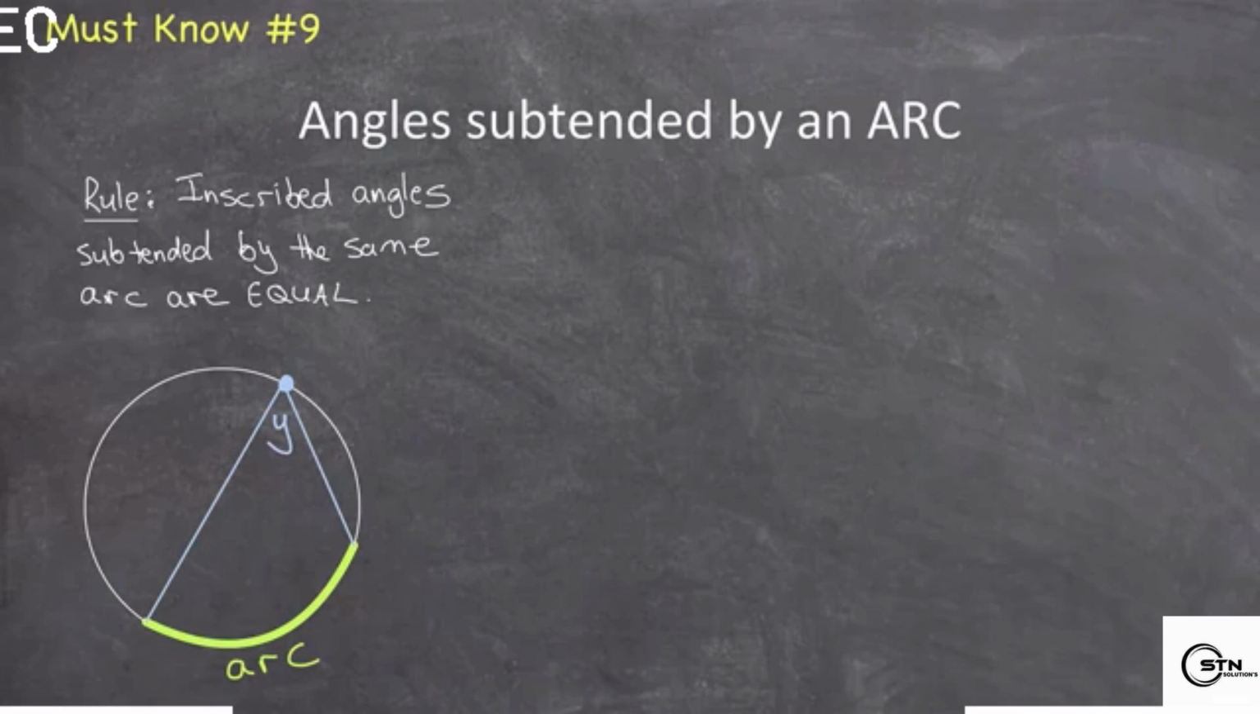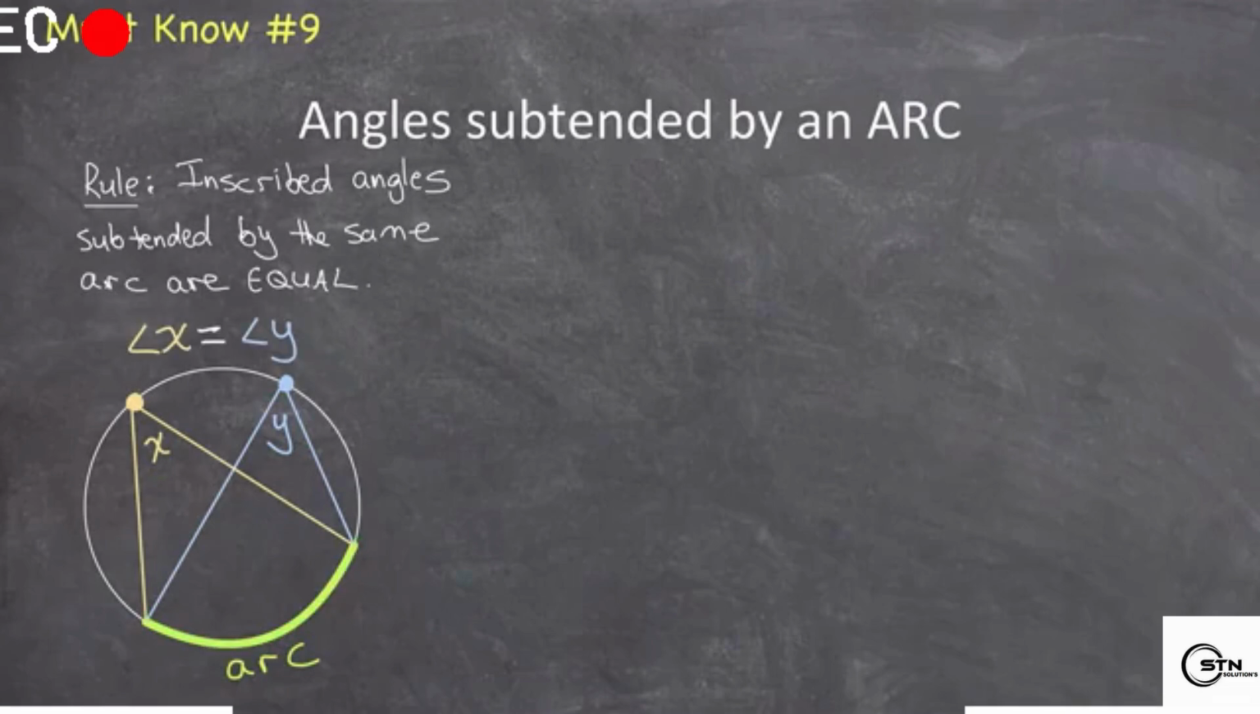If I follow that same process, but do it from another point on the circumference, so over here, as long as I draw segments that go through the endpoints of that same arc, that angle at the circumference, which I'll call X this time, is going to be equal to the other one, Y. So angle X and angle Y are equal to each other because they're subtended by this same arc.